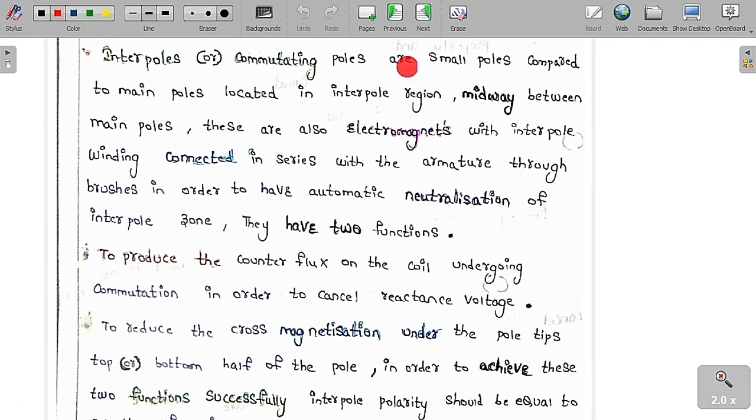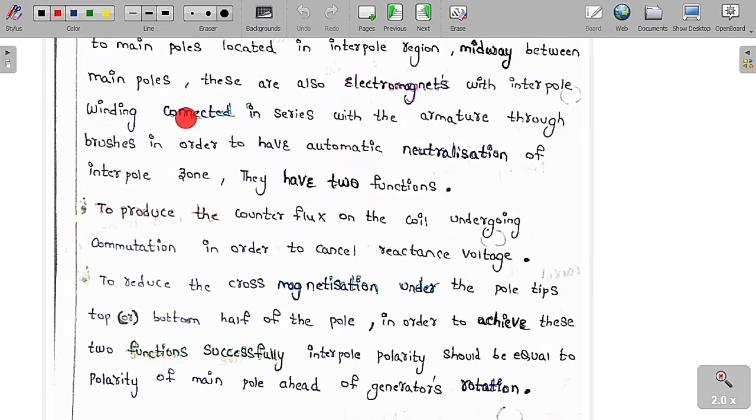Interpoles, or commutating poles, are small poles compared to main poles, located in the interpolar region midway between the main poles. These are also electromagnets with interpole winding connected in series with the armature through brushes in order to have automatic neutralization of the interpolar zone. They have two functions: to produce the counterflux on the coil undergoing commutation in order to cancel the reactance voltage, and to reduce the cross magnetization under the pole tips. Interpole polarity should be equal to the polarity of the main pole ahead of generator rotation.